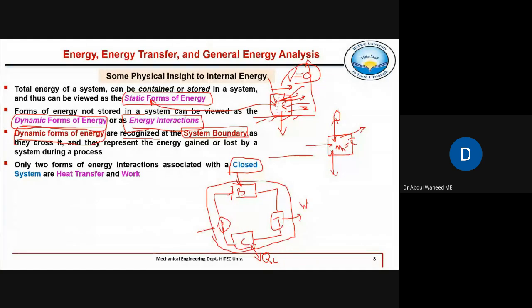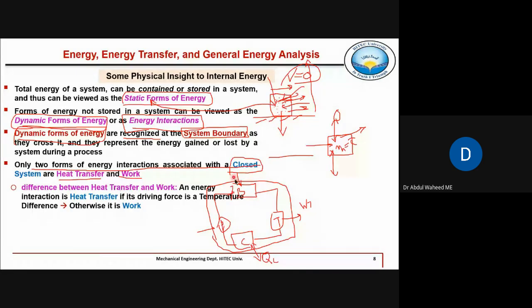Okay, so now read that sentence again. Only two forms of energy interactions are associated with a closed system. कौन सी? Heat transfer या work. There is no mass transfer. So here you see an example. Closed system. ये जो यहाँ मैंने draw किया, this is a closed system. Only interaction is heat transfer. यहाँ पे heat transfer हो रही है, यहाँ पे work transfer हो रहा है. So these are the dynamic forms of energy. This heat entering, work leaving, heat leaving, or work entering. All these are dynamic forms of energy.